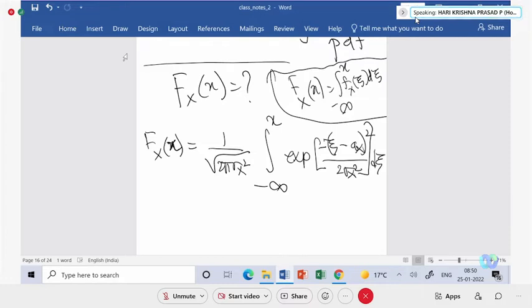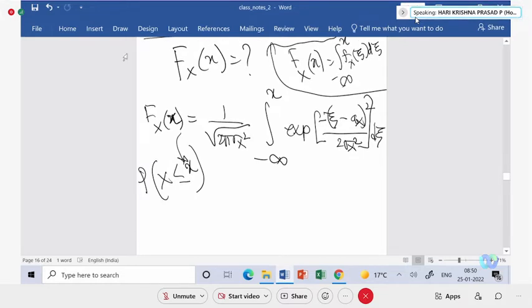By definition, the distribution function fx of x is the probability that the random variable x takes a value less than or equal to small x. So this is the value under consideration. That value should appear as the upper limit in the integration. Now we need to simplify the expression.